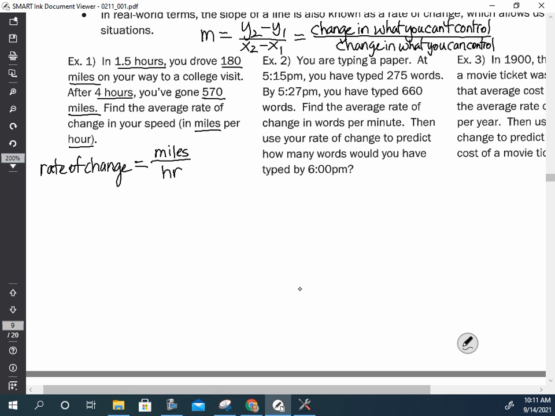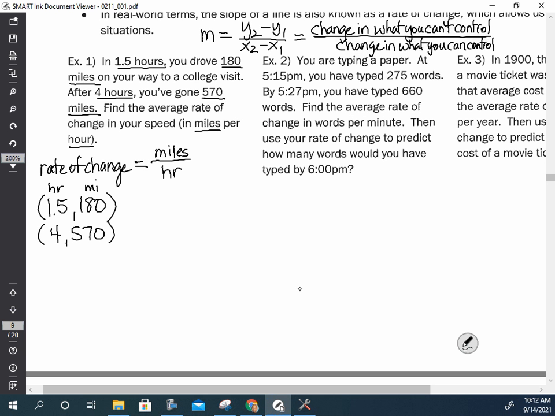So let's work this problem out. 1.5 hours, you drove 180 miles. So that's 1.5, comma, 180. You drove 1.5 hours. You went 180 miles. You can control how long you drive. You can't control how many miles you go. And 4, comma, 570. So hours, miles.